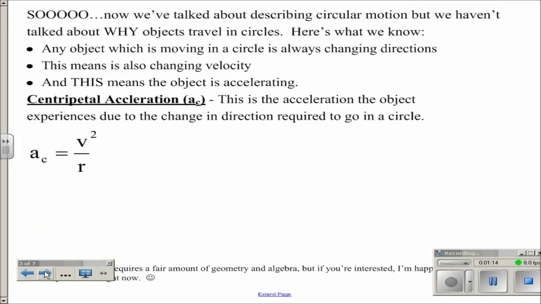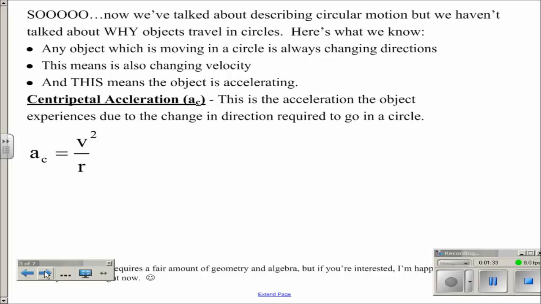All right, so now that we've talked about describing circular motion, we need to talk about why objects travel in a circle. In other words, we learned to talk about what the bee is doing while he goes in a circle, how fast he's going, how often he goes around, how long it takes him to go around, but we haven't talked about why he goes in a circle.